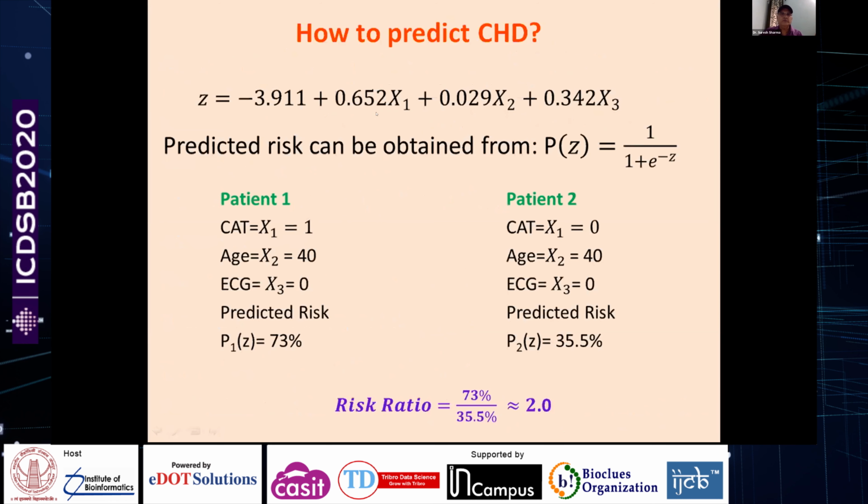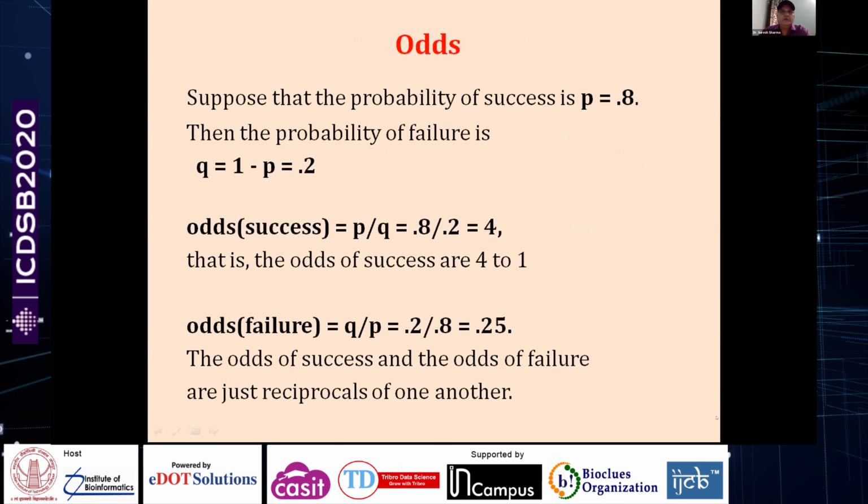And if you use this for patient 1 with certain parameters like cholesterol, age, and ECG, which are given, and similarly for patient 2, you look at the predicted risk. The predicted risk of the first patient is 73%. It is 35.5% for the other. And if you divide, you will get the risk ratio. So the patient number 2, who is having, let's say, high cholesterol level, is likely to have double the risk of the person who is having low cholesterol level. So these kinds of predictions you can make.